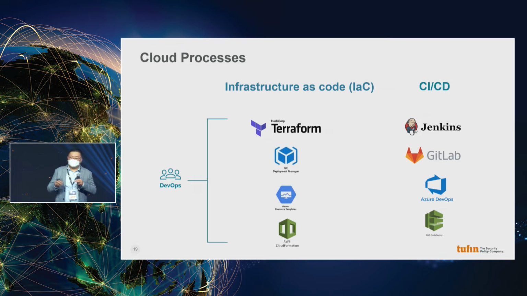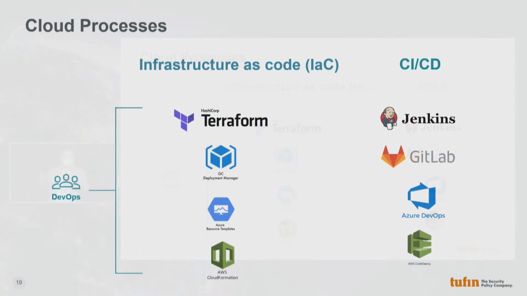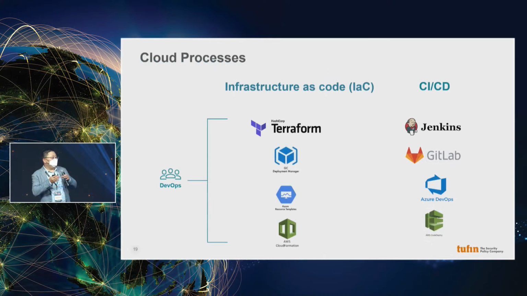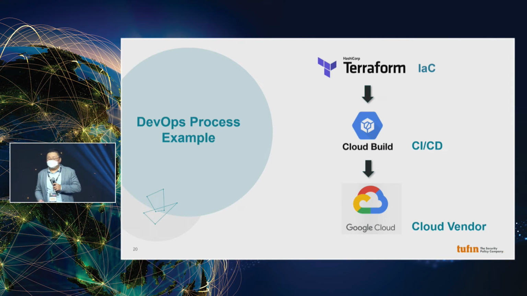So we know for cloud processes, right, this is typical for the DevOps teams. This is a typical way of them implementing their cloud infrastructure. They use things like Terraform for infrastructure as code, and also CI/CD pipelines to deploy all their workload in the cloud environment. In this example DevOps process, the users use Terraform, and then for CI/CD, they can use Cloud Build and then push all the information to the cloud vendors, or deploy it in the cloud vendors itself.